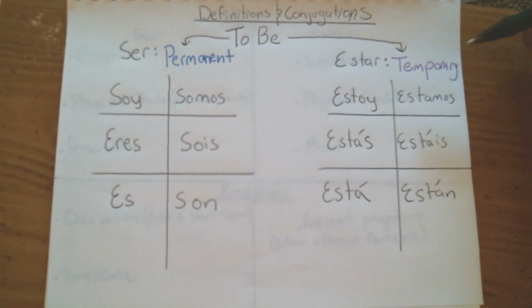You use estar, however, to talk about being something that is temporary. Like if you were to say he is happy today or she is sad today. Because those are things that are short-term or they're subject to change, you use the temporary verb to be in those situations. So the conjugations for each of them in the present tense are as follows.